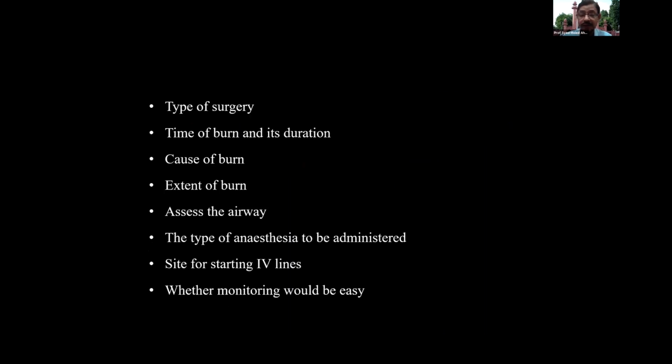Now, very importantly, you must keep in mind the type of surgery, whether he has come for burn contracture release. That should be given priority before going for any other surgery. Release of burn contracture and skin graft should always be considered at the time of burn. When did the patient have the acute burn? Naturally, depending upon that, your drug, muscle relaxants should always be advised. Cause of burn, extent of burn, assess the airway, type of anesthesia to be administered, and starting an IV line.